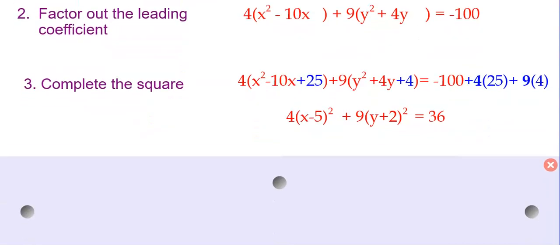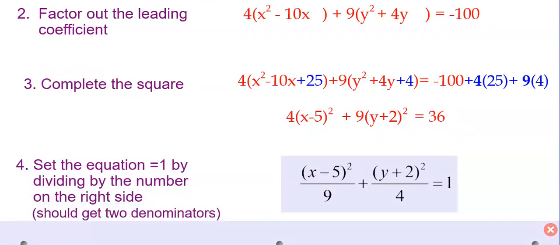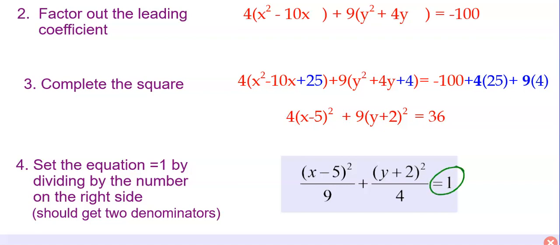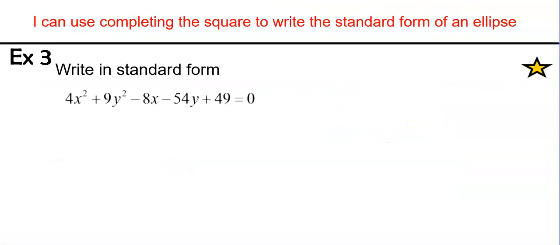And then when you're done with that, you need to get your equation equal to 1 in this case. All of our equations for ellipses are going to be equal to 1. So your last step here is going to be to divide everything by 36, or whatever is over on your right side, so that you end up in the right kind of form, standard form. Let's go into an example here.